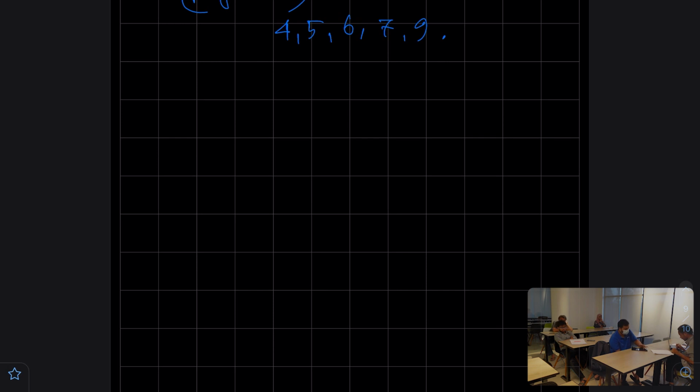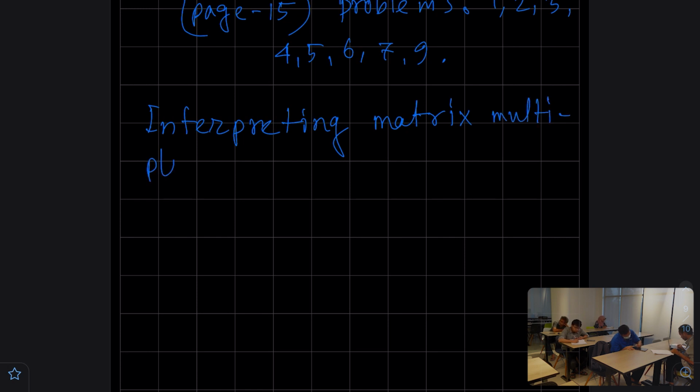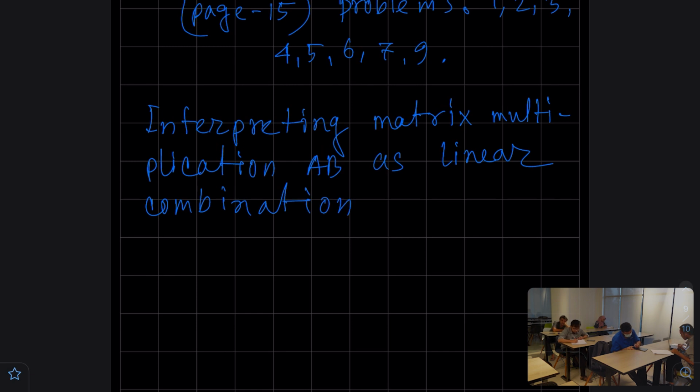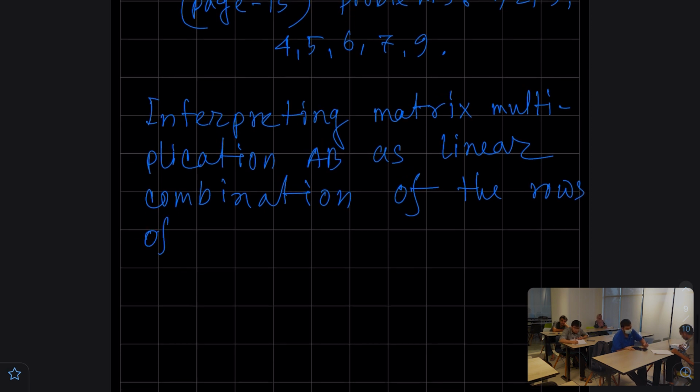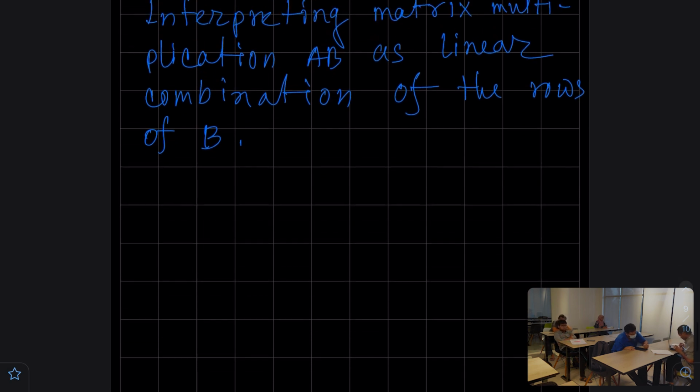So now let us discuss a new topic, that is interpreting matrix multiplication AB as a linear combination of the rows of the matrix B. Okay, so let's try to motivate this definition.